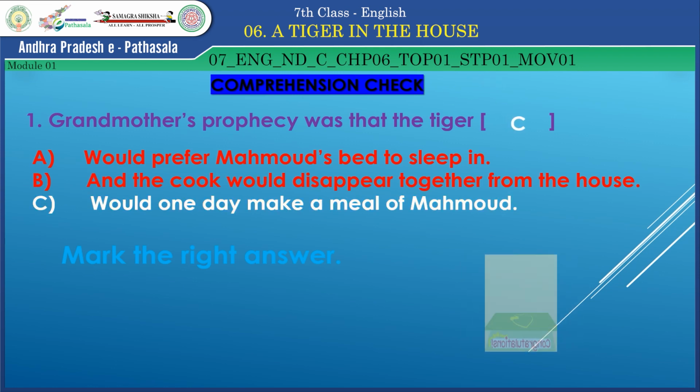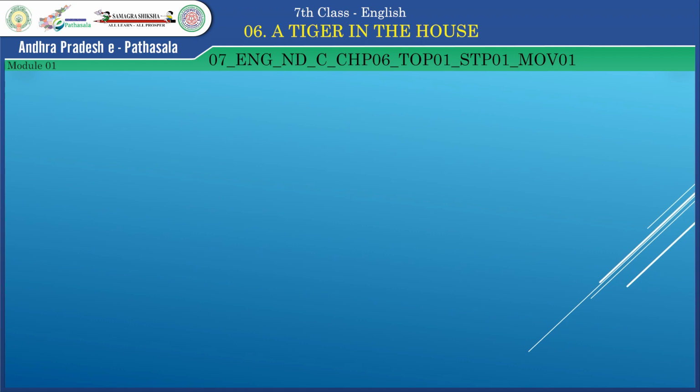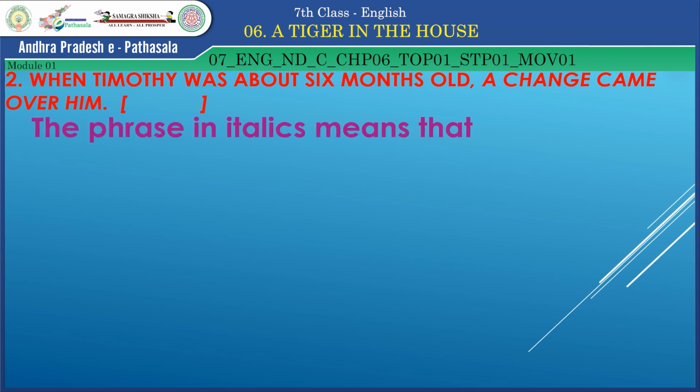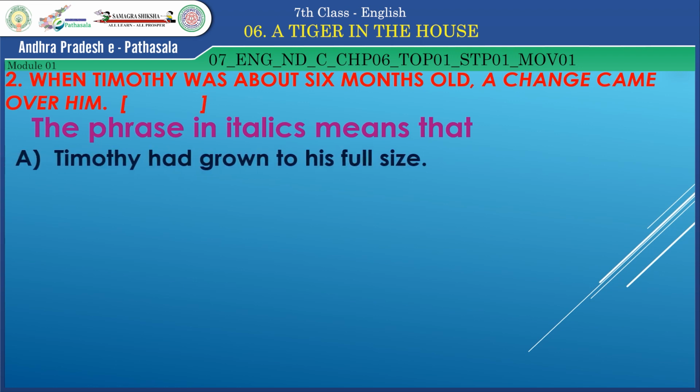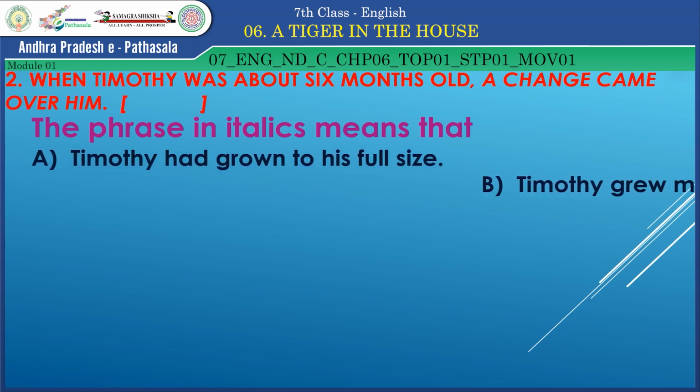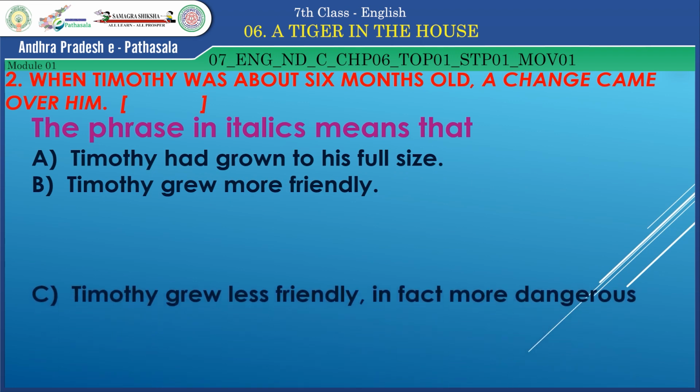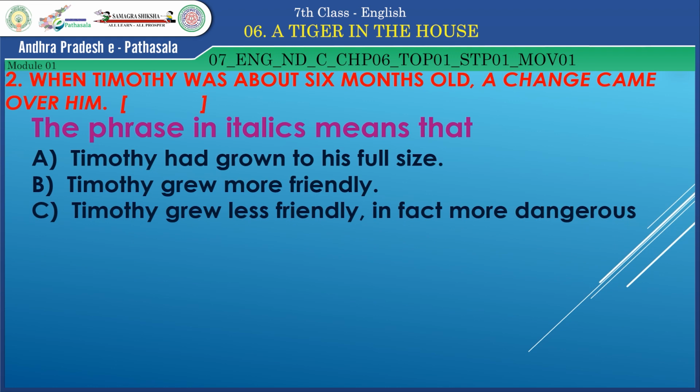Let's see the question number 2. Question number 2. When Timothy was about 6 months old, a change came over him. The phrase in italic means that: Option A. Timothy had grown to his full size. Option B. Timothy grew more friendly. Option C. Timothy grew less friendly, in fact more dangerous. Mark the right answer. Tell me what's the right answer? Yes, you are right. The answer is option C.